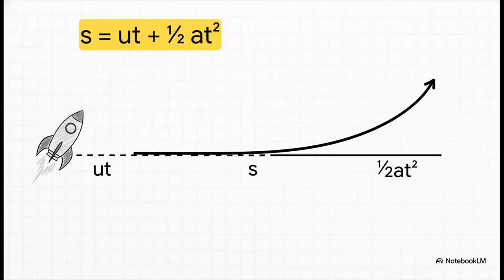Now for our second equation. s equals ut plus half at squared. This one helps us calculate the distance. Think of it in two parts to make it easier. The total distance s is the sum of two things. The first part, ut, is the distance the object would travel if it just kept moving at its starting speed u. But it's accelerating, so it covers some extra distance. And that extra distance is the second part, half at squared.